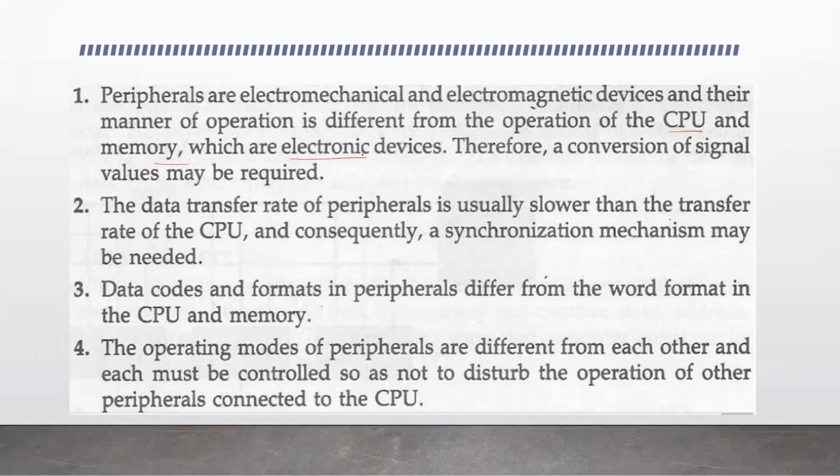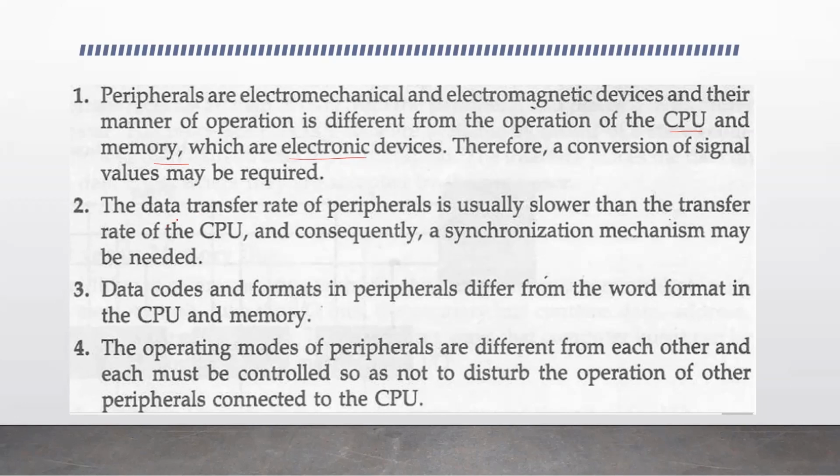So signal conversion is needed: conversion of signals from electromagnetic waves to electronic signals. So we need a component in between these two different types of operating devices, the I/O devices and the internal devices, the electromagnetic devices and the electronic devices, for the conversion of the signals. That is one of the needs for using an interface between the input-output devices and the other devices.